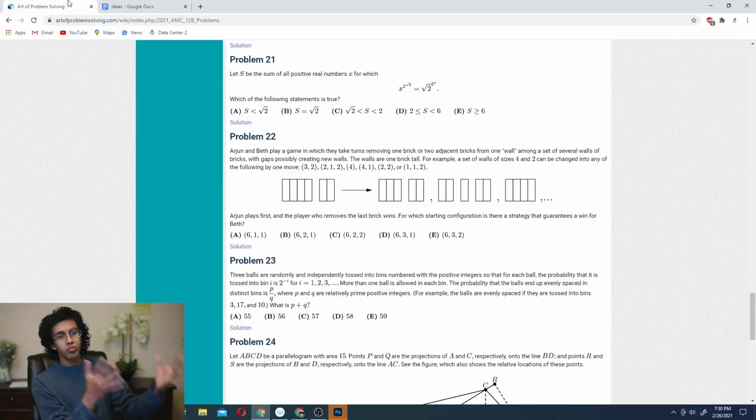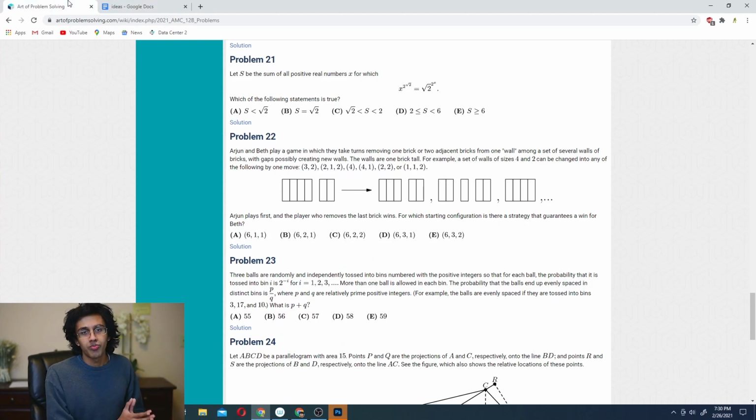Hello everybody, I'm Carr, and today we are going to be doing problems 21 to 25 of the AMC 12B of this year. It'll be very epic. I haven't actually tried these problems before. The only one that I actually solved on the test was problem 22, so it should be a fun live solve.